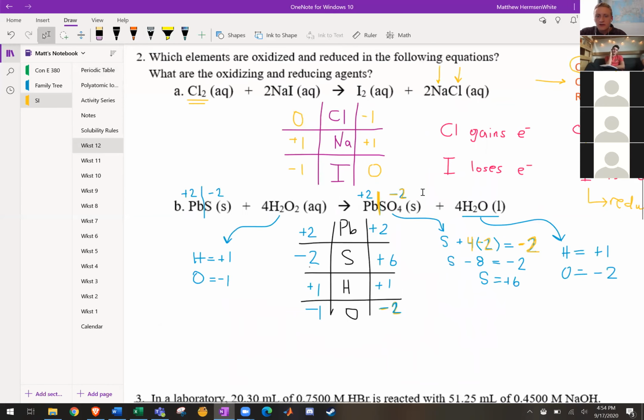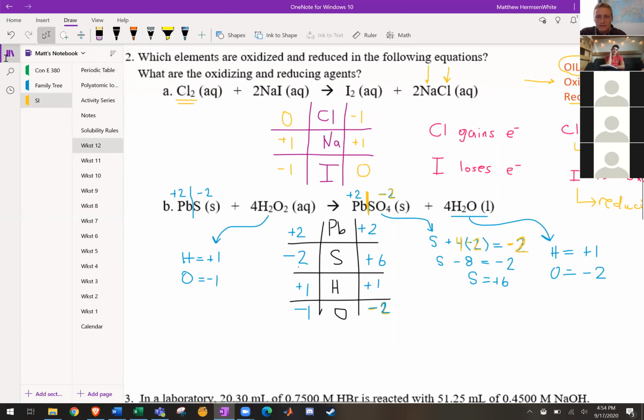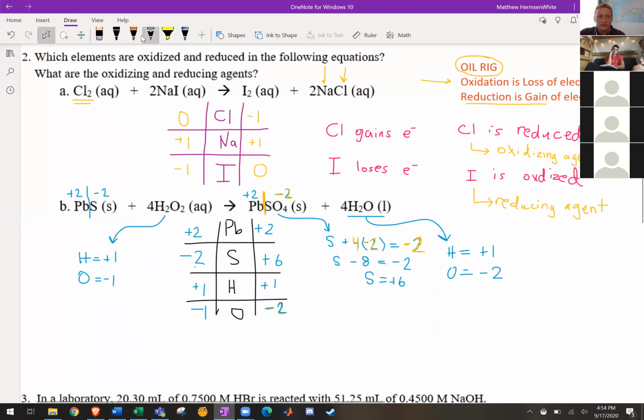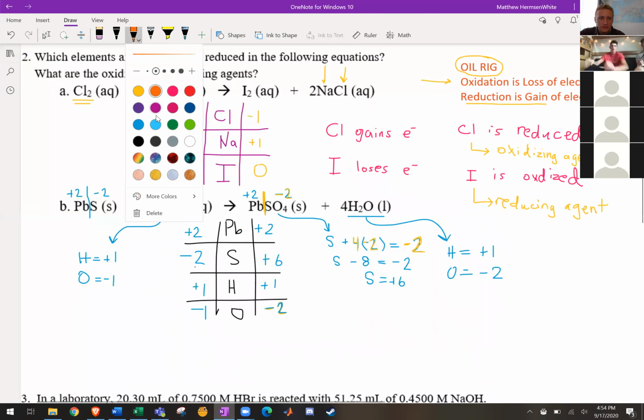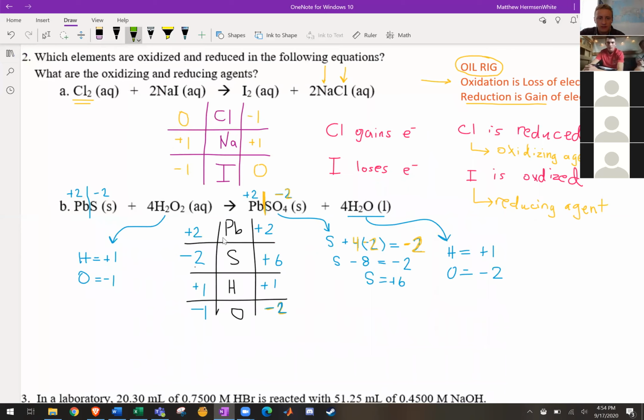Okay. So let's figure out which is oxidized and which is reduced. I'm going to use green for this. I have one last question. Yep, go ahead. In H2O, because it's only hydrogen and oxygen, how come it's not +1 and -1? It's -2 and +1. The reason is because there's a different number of oxygens than hydrogens.